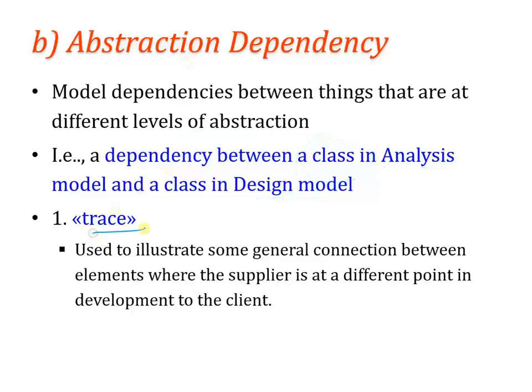The first category of abstraction dependency is called trace. This is mainly used to illustrate some general connection between the elements, where the element may be a supplier which is at a different point in development to the client. So we develop the supplier class in different abstraction levels. In each and every level, we connect the developed supplier component with that of the client. Such dependency between these two is called trace dependency.